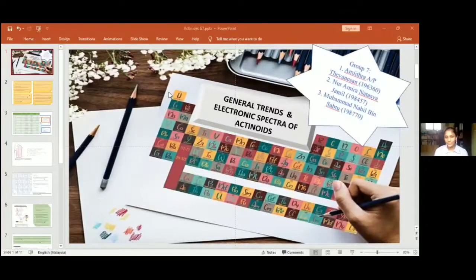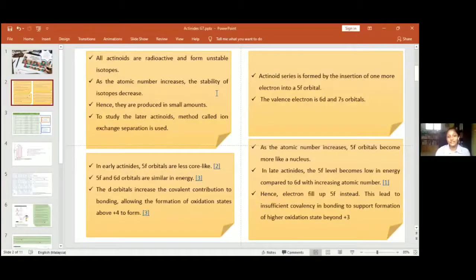I'm from Group 7. Today, we'll be presenting about general trends and electronic spectra of actinoids. So, actinoids are radioactive elements and they form unstable isotopes. As the atomic number increases, the stability of the isotope decreases.